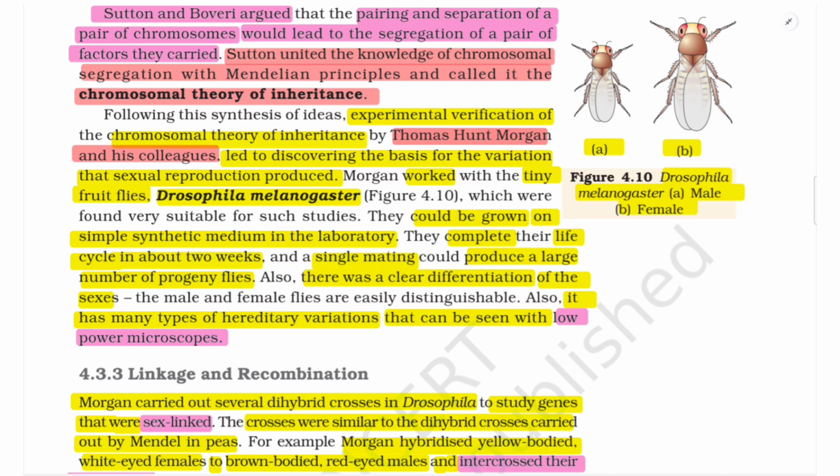Morgan worked with the tiny fruit flies Drosophila melanogaster, figure 4.10, which were found very suitable for such studies. They could be grown on simple synthetic medium in the laboratory. They complete their life cycle in about 2 weeks, and a single mating could produce a large number of progeny flies. Also, there was a clear differentiation of the sexes. The male and female flies are easily distinguishable. Also, it has many types of hereditary variations that can be seen with low power microscopes.